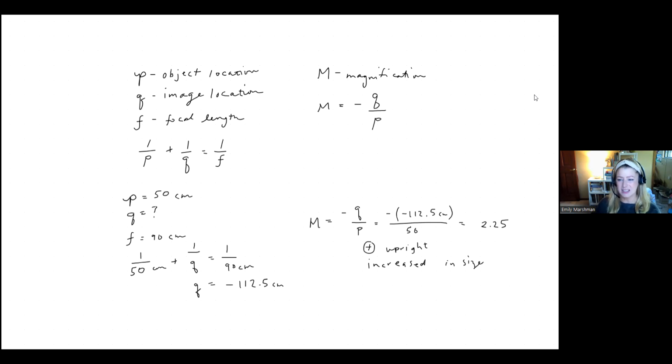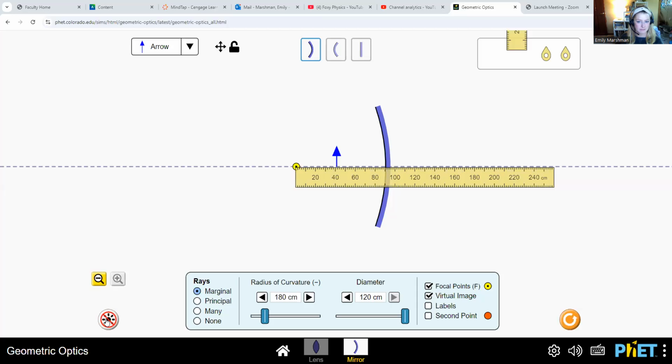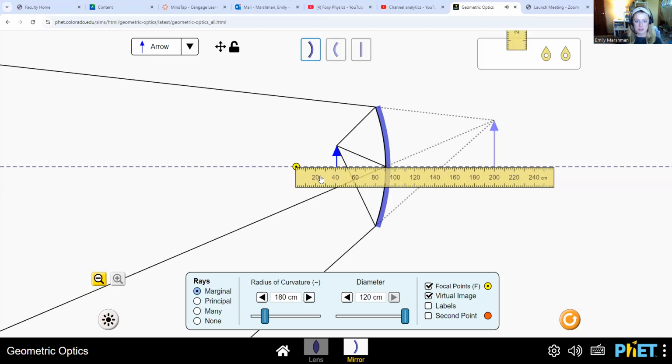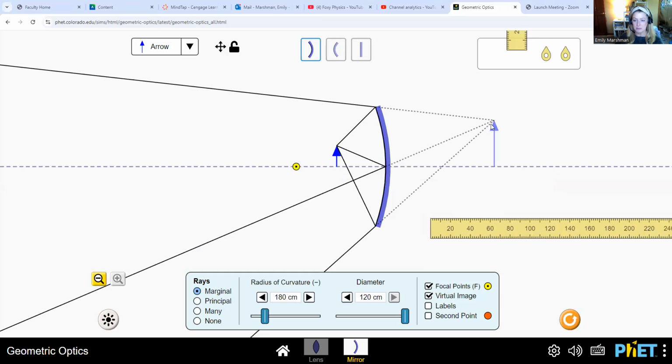So what does that look like in the simulation? Let's do it. Turn the light on and see what happens. Notice the image appears to be coming from behind the mirror. That's what we expected. q was negative, so the image is on the opposite side from the object. The image is upright and it's bigger than the original object. That's also what we predicted.